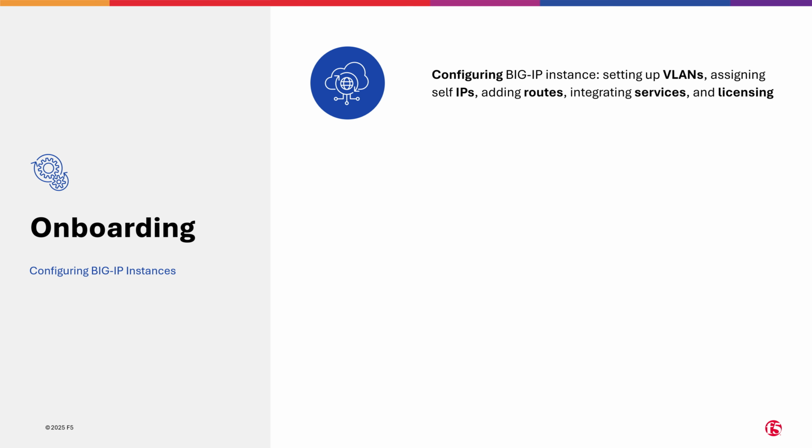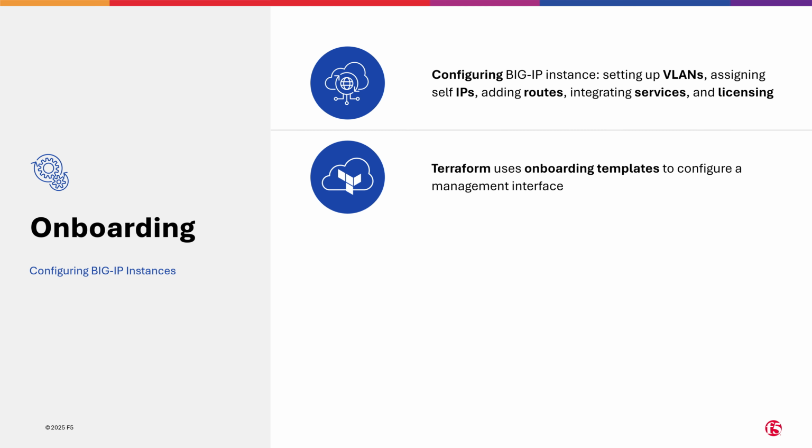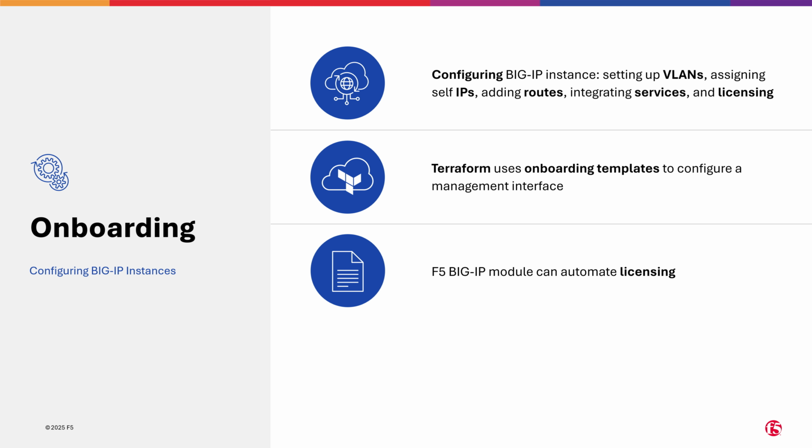For example, after BigIP instances are provisioned, Terraform can use onboarding templates to configure a management interface with a static IP, assign self-IPs to VLANs for internal and external traffic, set a default route, and apply DNS and NTP settings. Licensing can also be automated through the F5 BigIP module. This helps ensure the device is network ready and aligned with organizational policies. Terraform enables this by defining onboarding steps like VLAN creation, self-IP configuration, route setup, and service integration in a declarative way.